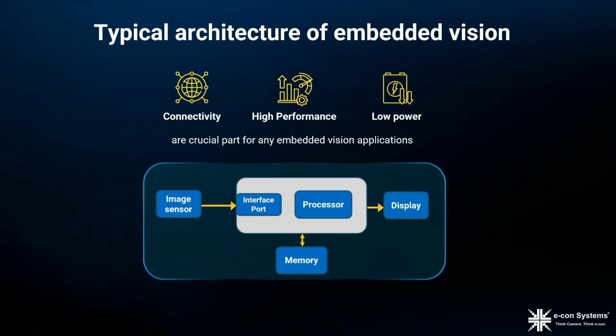There are three crucial parts. First is connectivity, which is the interface connection between the sensor and processor, and processor and display. The next one is high performance, which is the processing capability of the processor. The next one is low power, which is the power consumption of the processor.